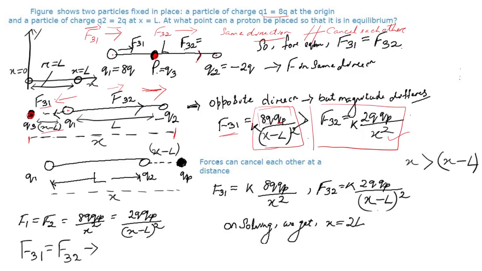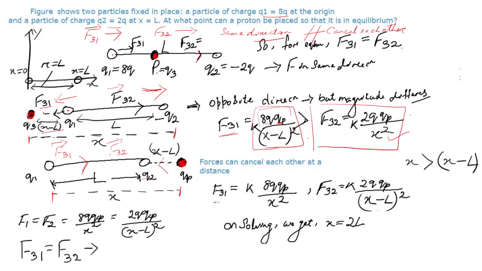So let us now consider the proton to be placed on the right-hand side of the charge q2. Again, the distance between the charge q1 and the proton is x, L we know, and the distance between q2 and qp is x minus L. Direction-wise, F31 will be away from the particle q1. And F32, the force exerted on the proton q3 by the negatively charged particle q2, will be towards the negatively charged particle q2. So the forces cancel each other directionally. Now we can see the magnitude.